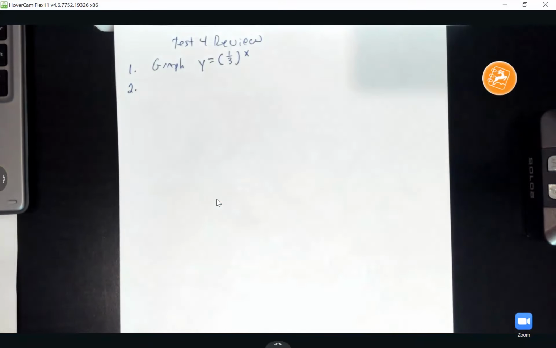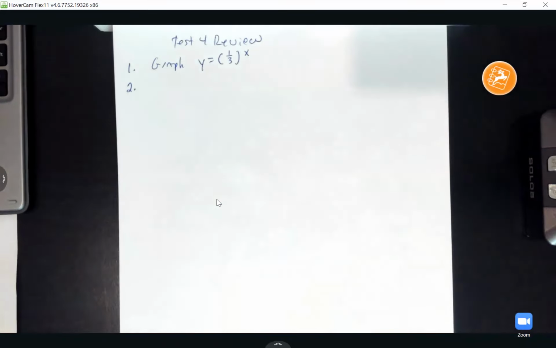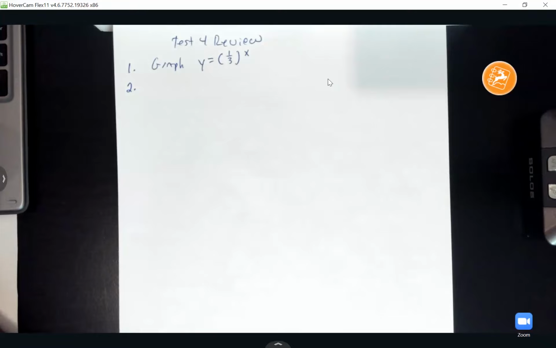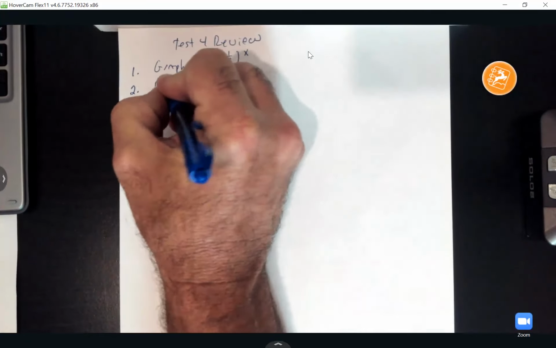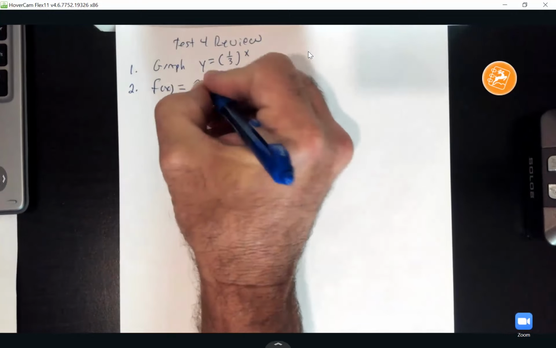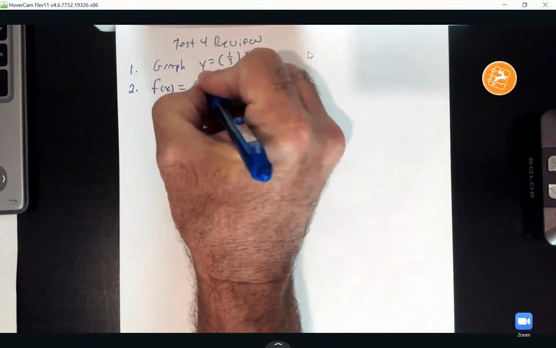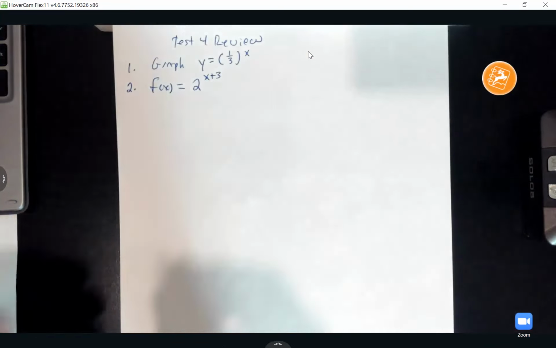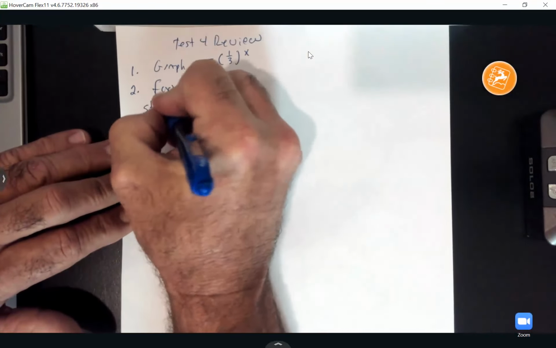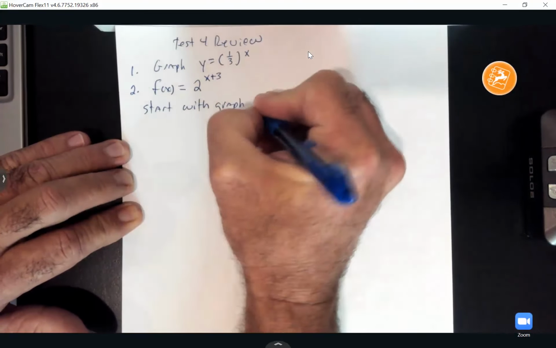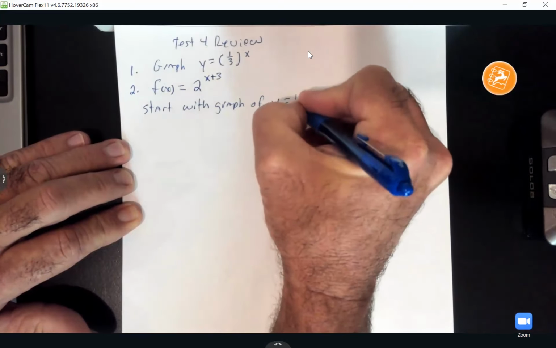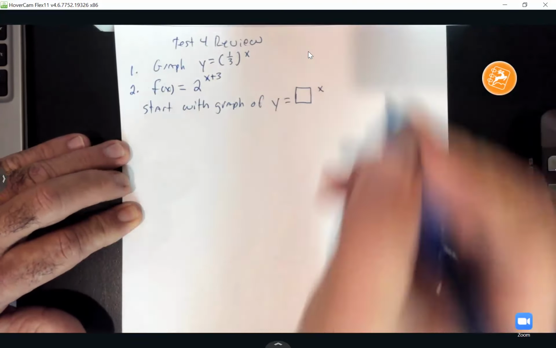All right, number 2 is another graph, but this is the one where we got to describe what moves happen to it. So for number 2, they want us to graph f of x equals 2^(x+3). So they'll ask you, this is where you had to fill in. It'll say start with the graph of y equals blank to the x.